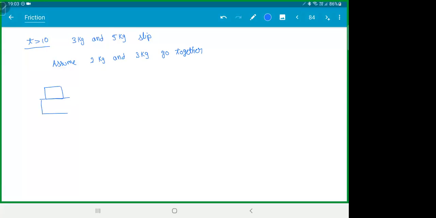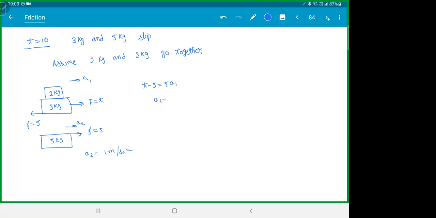Then we draw a new FBD for 2 and 3 again. This F is equal to T. This friction is equal to 5. This is acceleration. This F is equal to 5 and this is acceleration A2 and A1. So A2 becomes 1 meter per second square. So 5 kg acceleration becomes constant. So this will be T minus 5 is equal to 5A1. So A1 will be T by 5 minus 1.